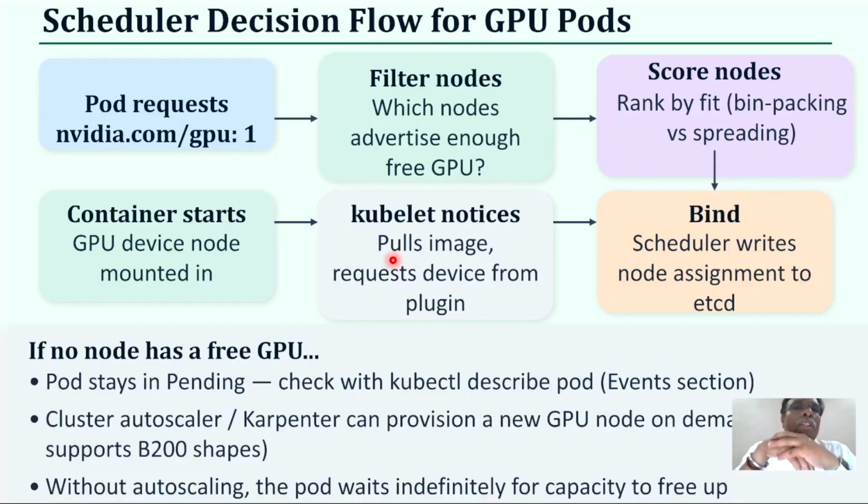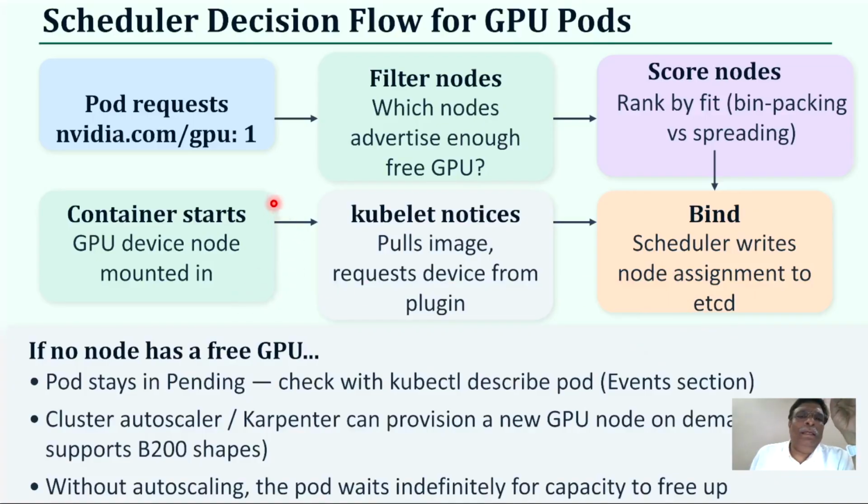Now, the scheduler decision flow for GPU pods. See, a pod requests one GPU. Which node advertises enough free GPU is what we have to check. The scheduler is going to do all that for us. It scores the nodes, ranks them by fit, and so on. There are various ways of understanding how this ranking is arrived at. Then there is something called binding. The scheduler writes the node assignment to etcd.